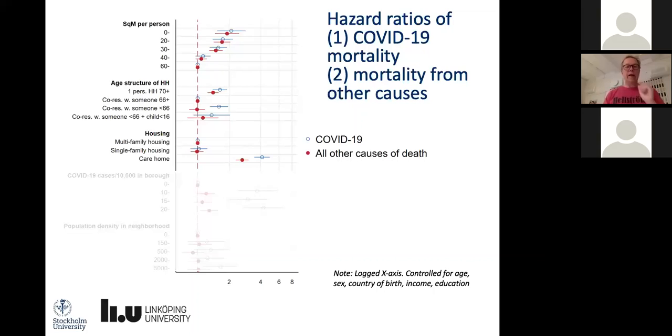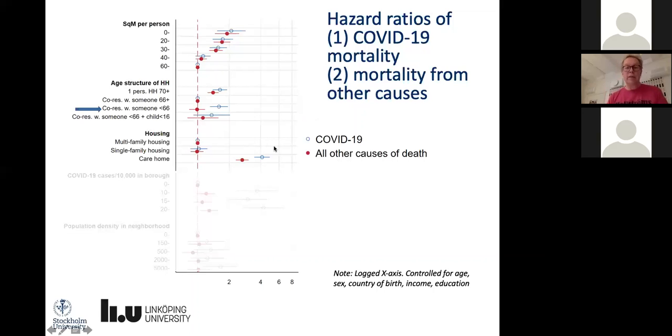Then we have the age structure of the household, which is an important variable. And then we have one finding that is interesting and stands out. If you are elderly, 66 or above, but you have someone in the household who is younger and who might be of working age, then there is a higher mortality from corona, but not general mortality. So that suggests that individuals who have younger people in the household are also more exposed to the risk of getting corona, COVID-19, and dying from it.